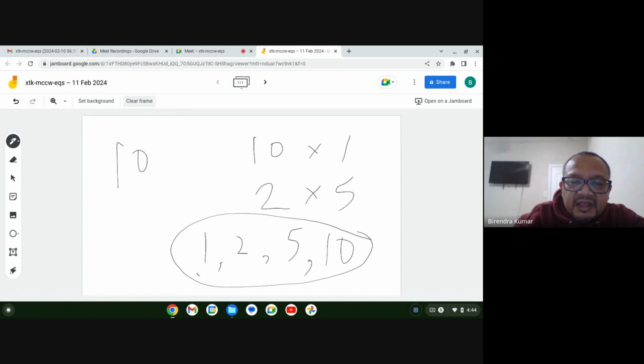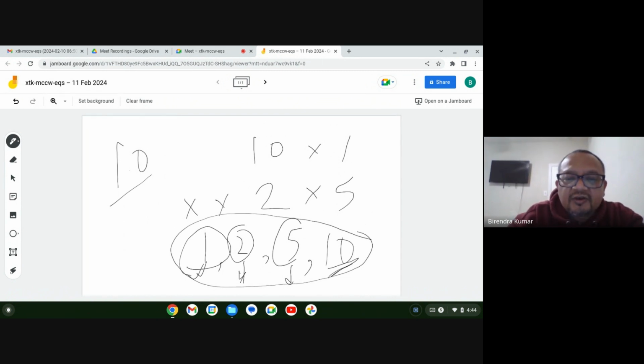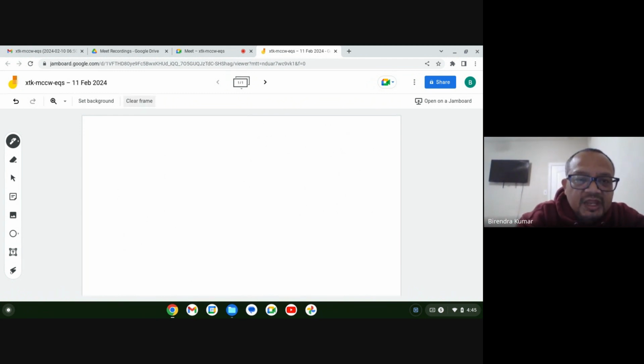Meaning any number, be it 1, you can multiply that with something, you will get 10. 2, you can multiply with something, you will get 10. 5, you can multiply with something, you'll get 10. 10, you can multiply with some number, you'll get 10. These are called factors. Now, let me take questions here. Okay, before I do that, let's pick one more. So, in case of 10, my factors are 1, 2, 5, and 10.